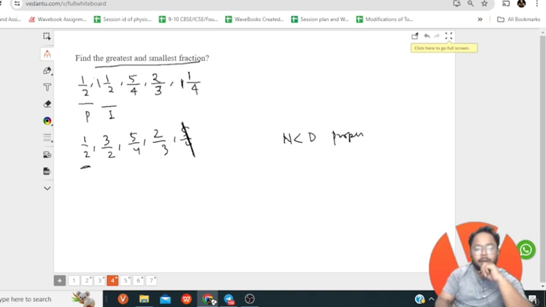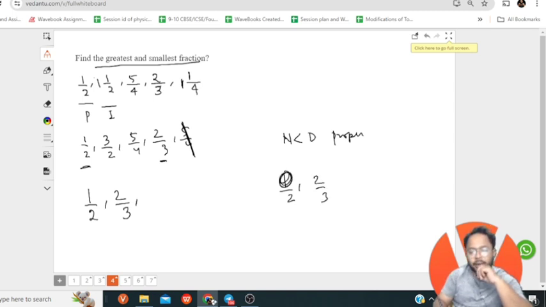So 1 by 2 and 2 by 3. Now the difference is 1. So the smaller numerator will give the smaller fraction. So 1 by 2, then we'll write 2 by 3. When we are comparing 1 by 2 and 2 by 3, the smaller numerator is 1, so we write 1 by 2 first, then 2 by 3. So 1 by 2 becomes the smallest.